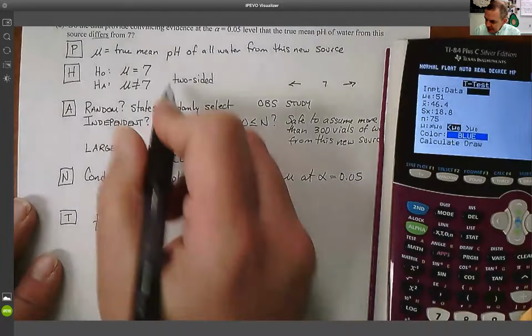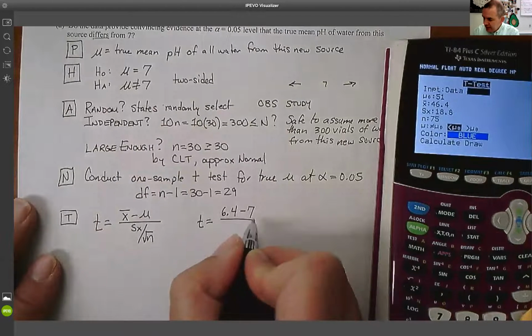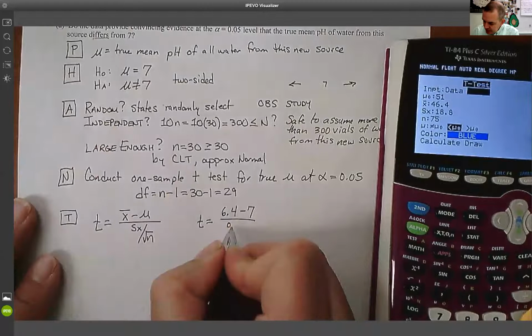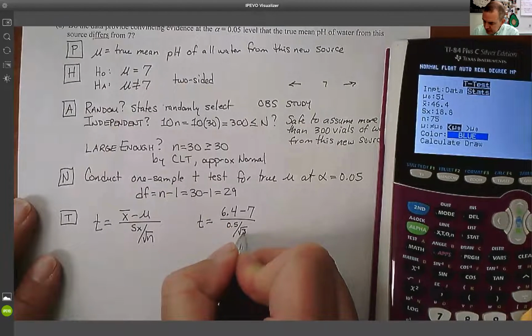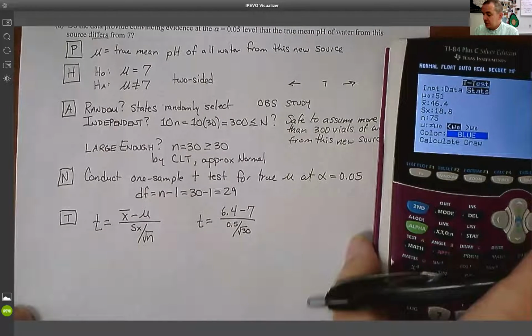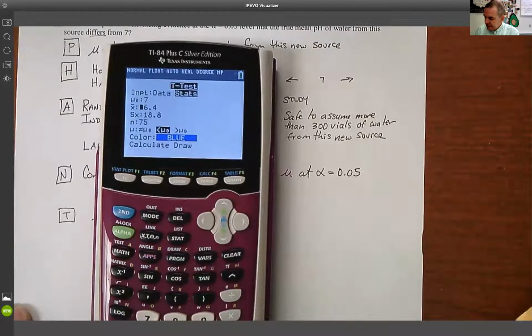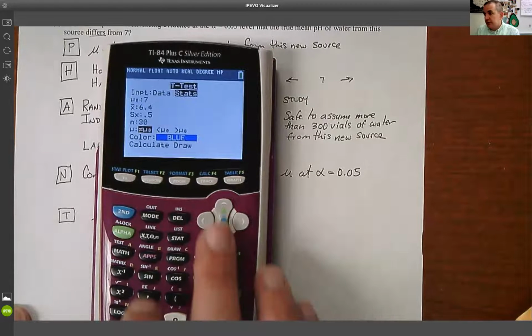We know that the mean, that's our 7, that's what we say is the claim, divided by our standard deviation, which is 0.5, divided by the square root of n, 30. This is going to give us a standardized score, like the z-score we had before. It's just a t-score. So we're going to use stats. Our claim is 7. Our mean is 6.4. Our standard deviation is 0.5. Our sample size is 30. And in this case, we want to do the not equal to, the two-sided test.